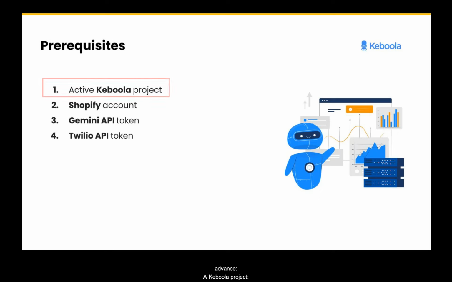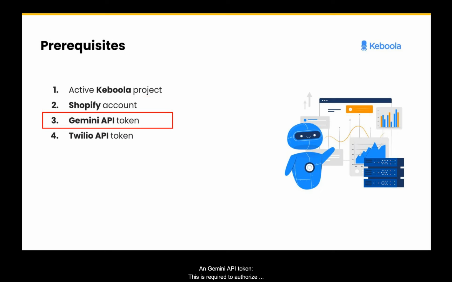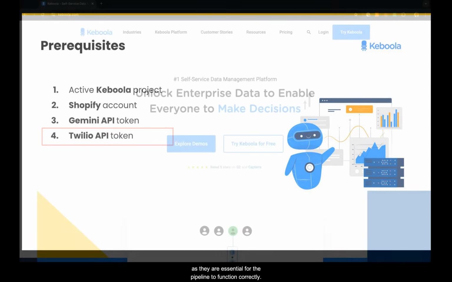Before we start building this pipeline, there are a few things we'll need to have set up in advance. A Keboola project. You'll need an active project in Keboola to build and run the entire pipeline. A Shopify account. Make sure you have access to your online store's data on Shopify, as this will be the primary source of customer and product data. And Gemini API token. This is required to authorize the generative AI component that we'll use to generate personalized messages. A Twilio API token. You'll need an active Twilio account with an API token to send the text messages generated by our pipeline. Make sure these are ready before proceeding, as they are essential for the pipeline to function correctly.